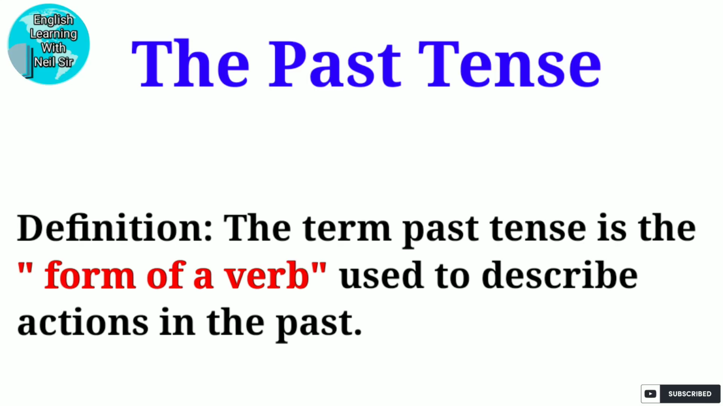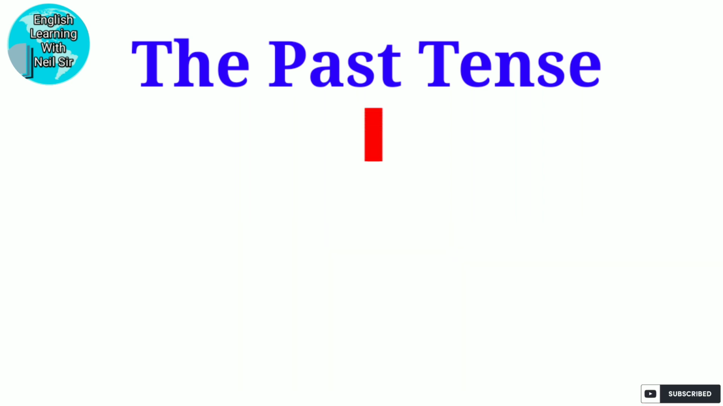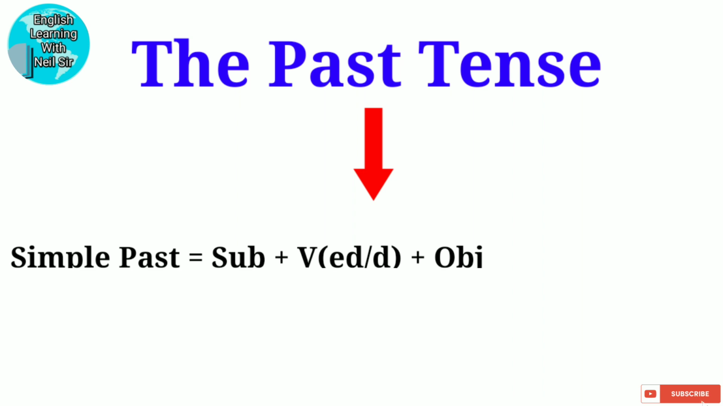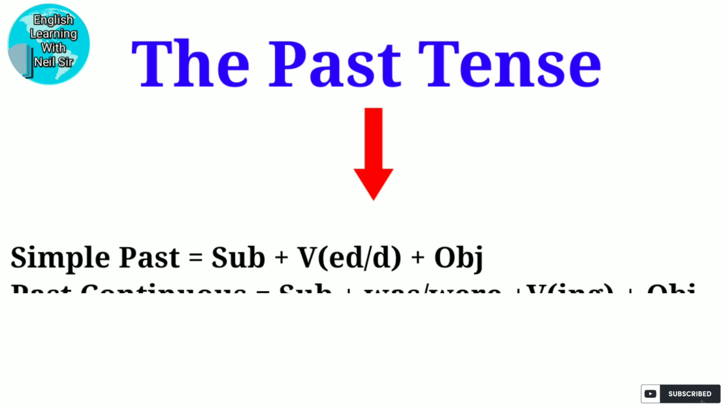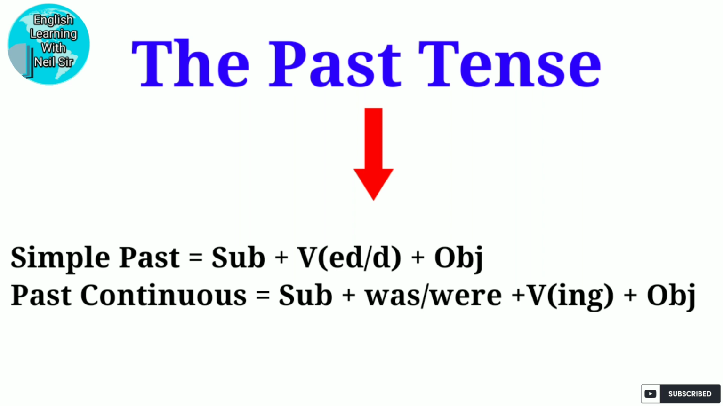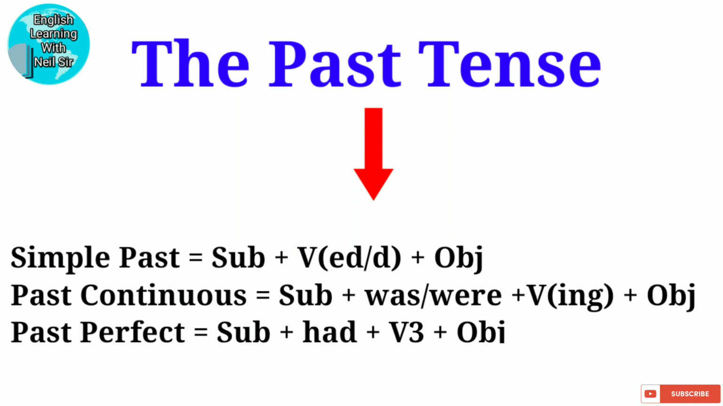Let's first understand the definition of the tense. The term past tense is the form of a verb used to describe actions in the past. The past tense is made up of the following: simple past, which is the subject plus the verb plus the object; past continuous, which is the subject plus was or were plus the verb ing plus the object; and the past perfect is the subject plus had plus the verb third form and the object of the sentence.